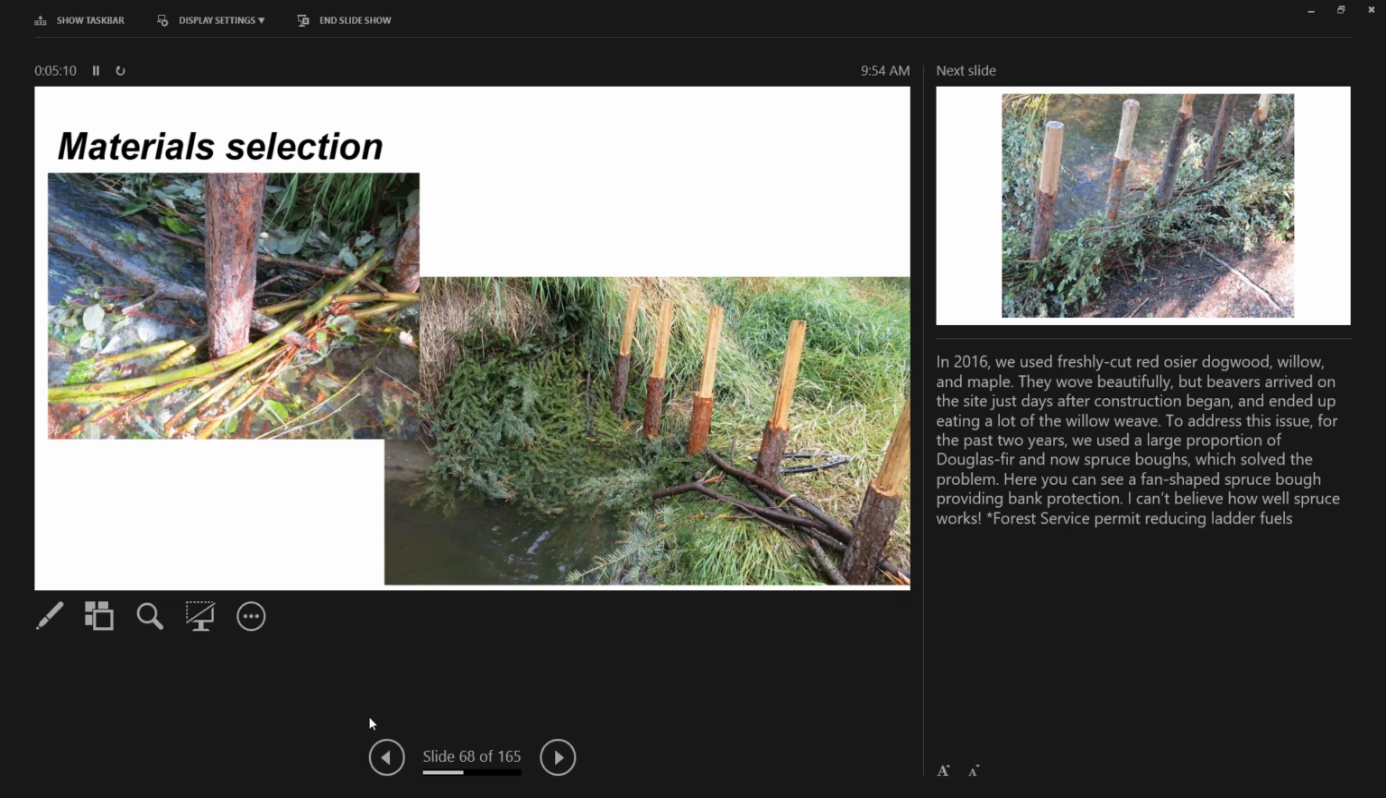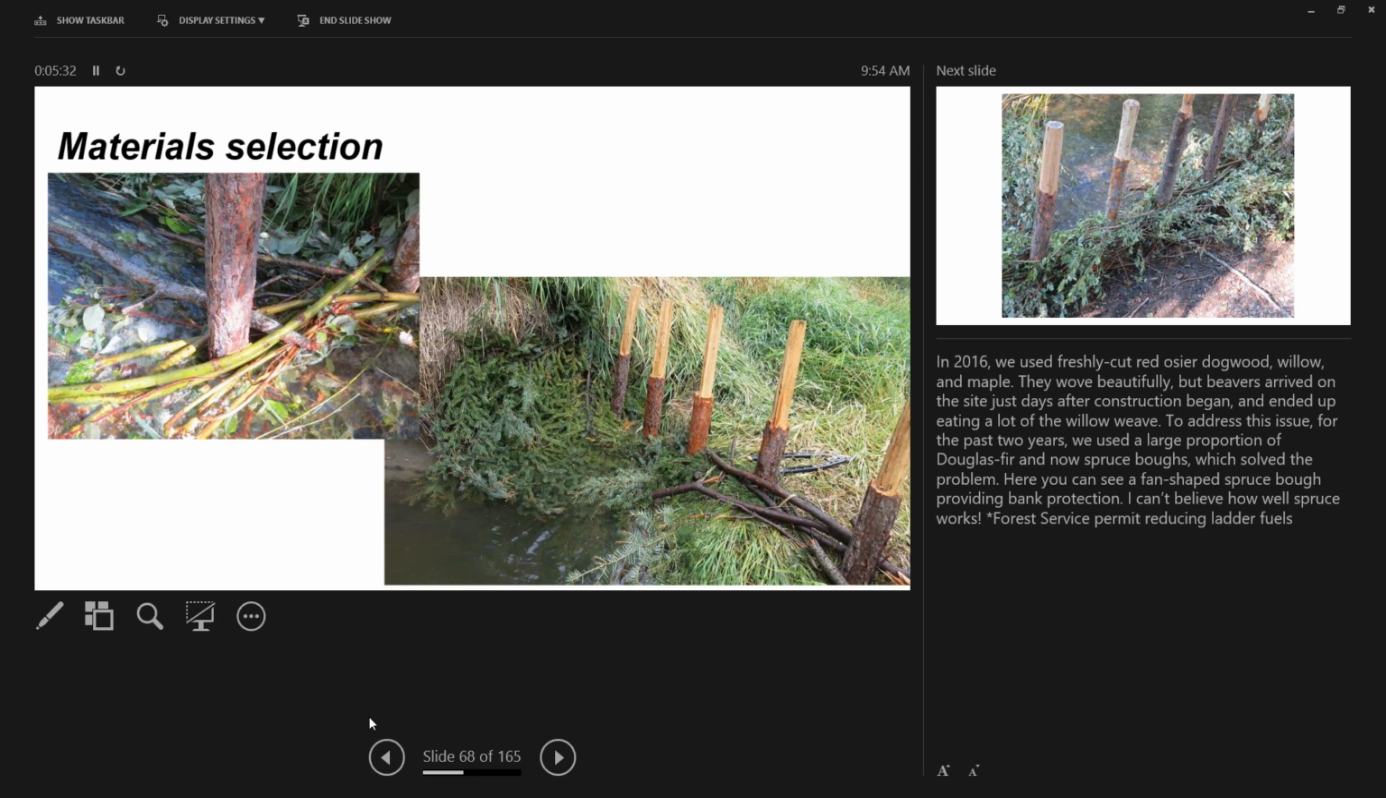When we first started in 2016 on this project, we used willow and red osier dogwood. We did another BDA project in 2014 in which we also used willow and red osier dogwood. That's what you read about when you read about BDAs. Willow is beautiful to work with. It's so bendy, and it does exactly what you want it to, and it's just aesthetically beautiful also.